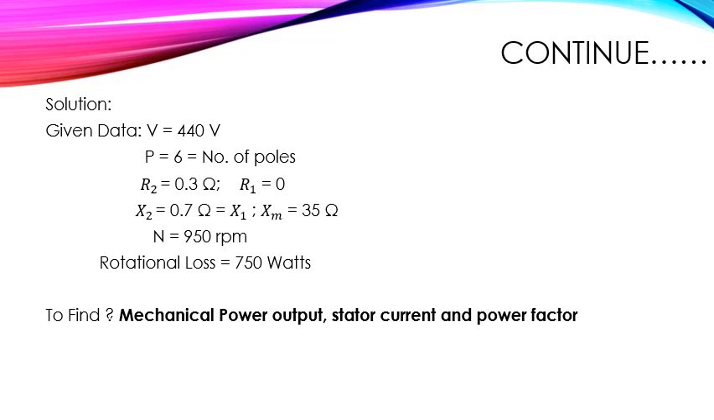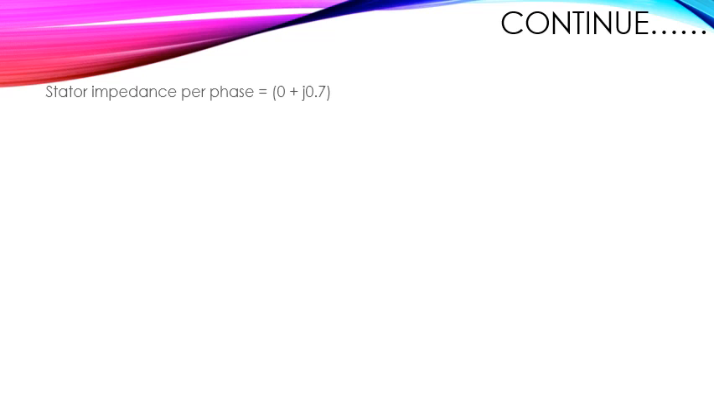The given data is line voltage is 440 volt, number of poles 6, rotor resistance 0.3 ohm, R1 is 0, then X2 dash is 0.7 ohm, and that is also equal to the stator reactance, that is X1, then Xm is 35 ohm, and the rotor speed is 950 rpm. It is not the synchronous speed, right? And the rotational loss is 750 watts. But we have to find out the mechanical power output, stator current, and power factor. So we see one by one.